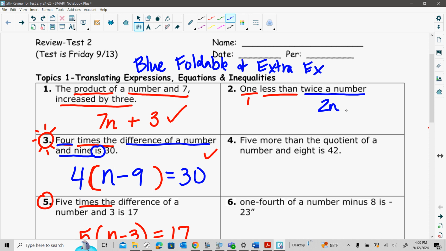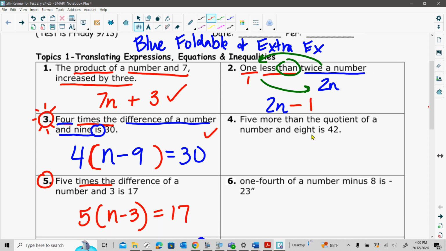So when I see less than, mainly when I see this word, this indicates I need to turn the order around. Instead of putting the 1 first, this is a turnaround word. So this would end up being 2n first, then 1 less. Less is subtraction. So 2n minus 1. Okay.